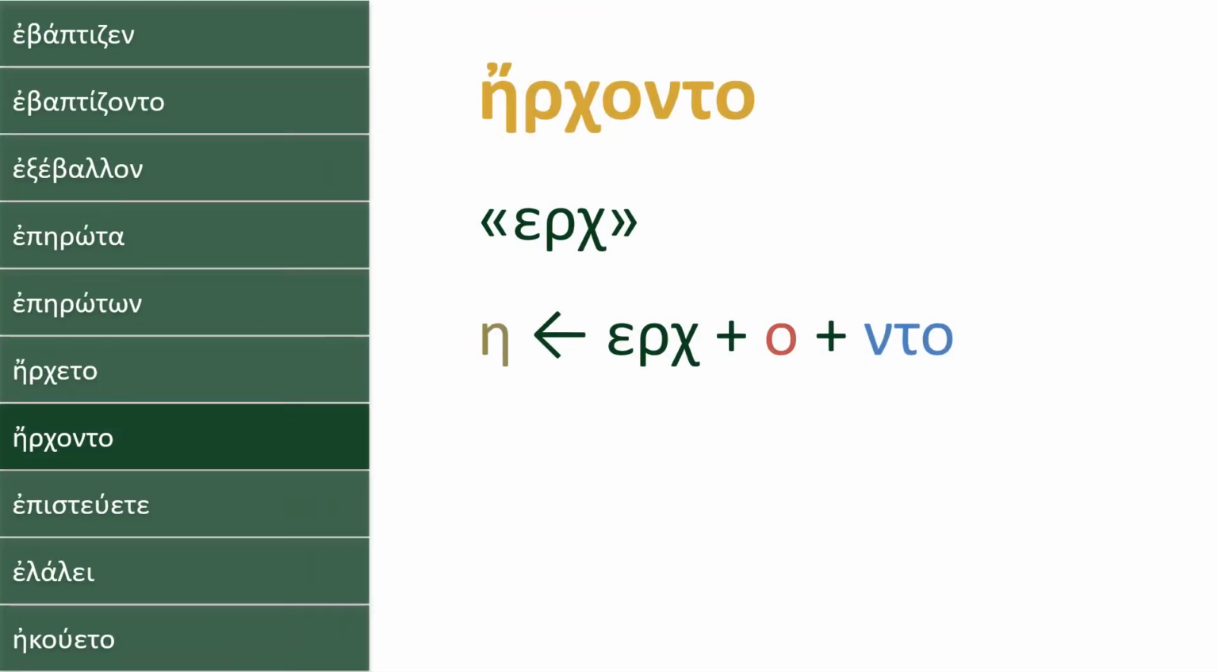Ergonta, they were coming, imperfect deponent indicative third person plural from ergome. We have a vocalic augment. The initial epsilon on the stem erg lengthens to eta. We add the connecting vowel omicron and the three plural personal ending nta, and we get ergonta. They were coming.